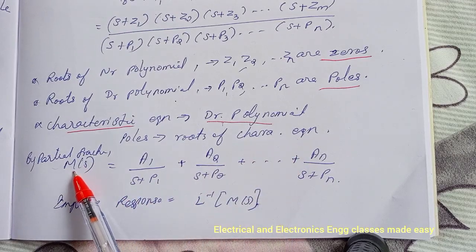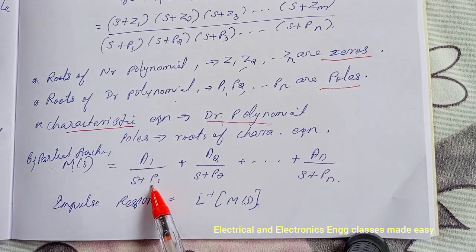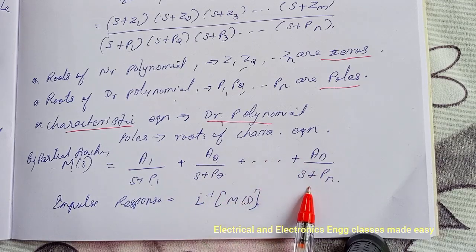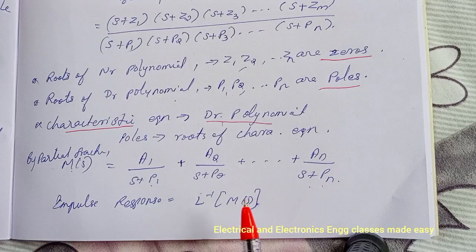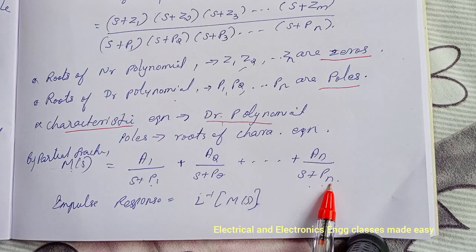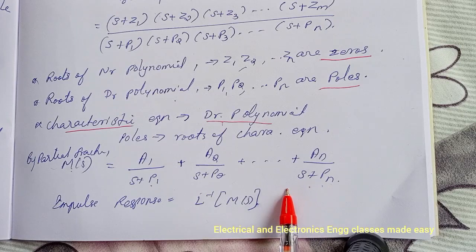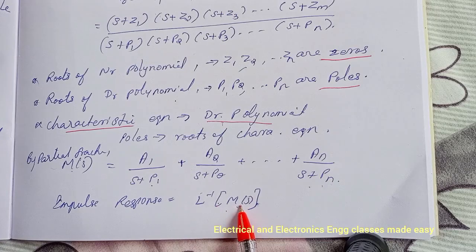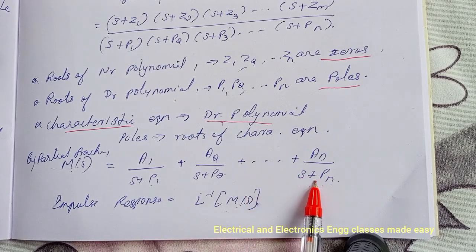And by partial fraction we can write M(s) equal to a1 divided by (s+p1) plus a2 divided by (s+p2) plus etc. plus an divided by (s+pn). And the poles p1, p2, etc. pn may be at origin or lying on imaginary axis or lying on right or left half of the s-plane. So the impulse response is given by inverse Laplace transform of M(s), and the inverse Laplace transform of each term of M(s) depends on the location of the poles.